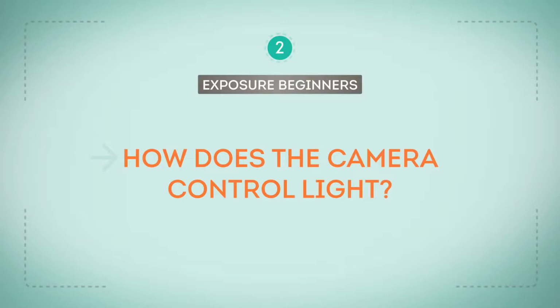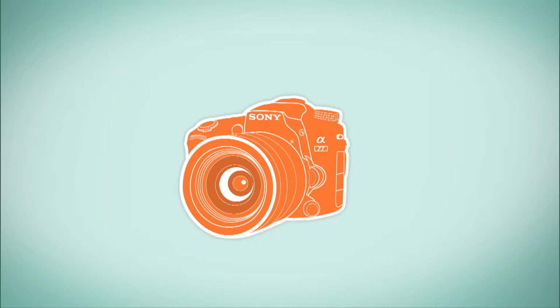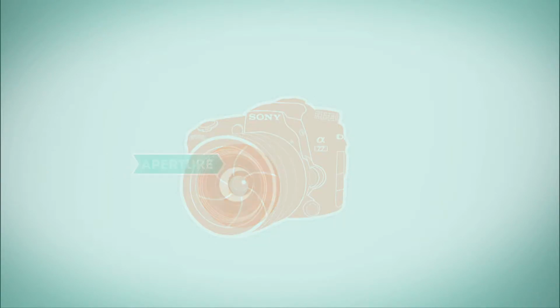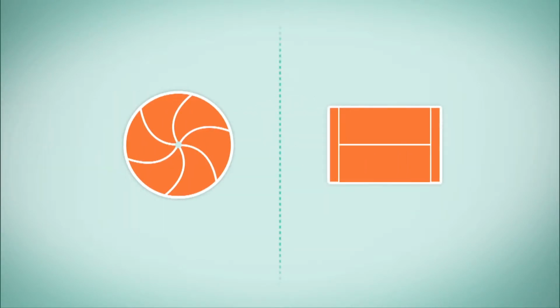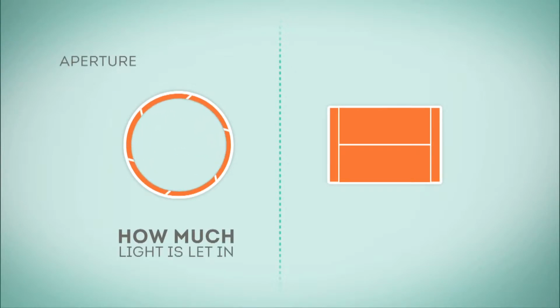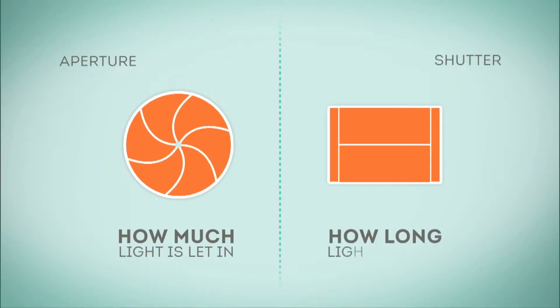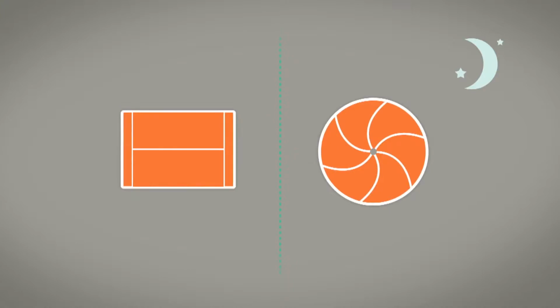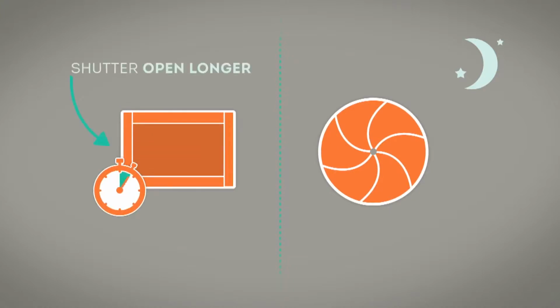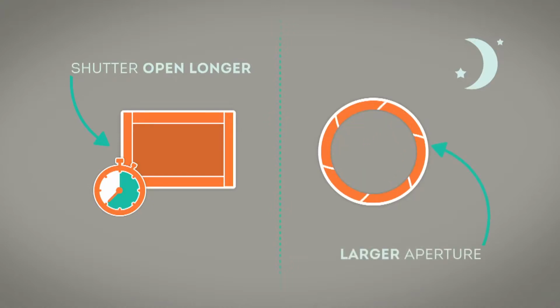So how exactly does the camera control the correct amount of light needed? Simply with the combination of two devices, the aperture and the shutter. The aperture, which controls how much light is let in, and the shutter, which controls how long light is let in for. For example, in dark conditions, where we need more light, the camera will either keep the shutter open for a longer period of time, or set a larger aperture to increase the amount of light entering through the lens. Both actions let more light in.